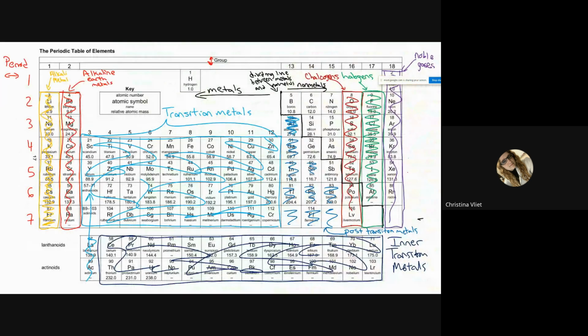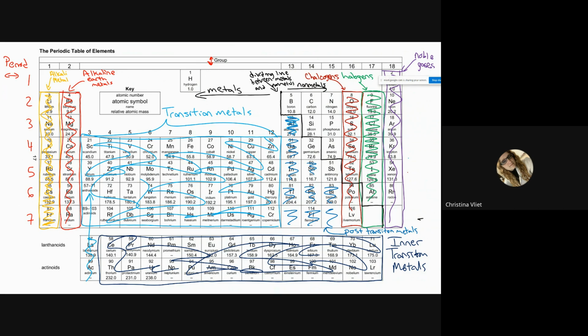Oh, are you asking why these numbers are missing? Because it's older. These numbers 113, 115, 117, 118, they're missing on this one because this one was printed or copied before 2018. That's the only reason. 2018 is when they finally filled in the rest of the periodic table. So wait, we don't fill out germanium? Nope, they have their own designation. They're called metalloids, which we'll learn about in a little bit.